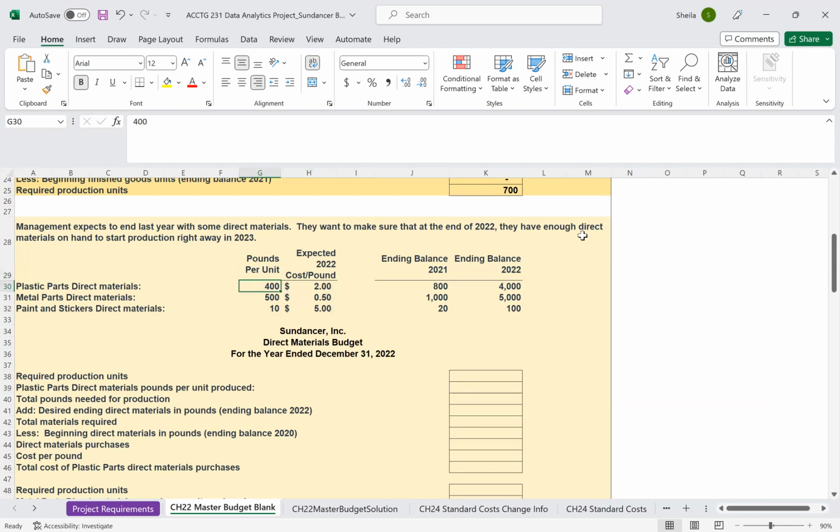This pounds per unit is based off of previous year information, what a boat took in the past, same as the cost, how much it cost us. And where would we find that? Things like invoices from our order history.